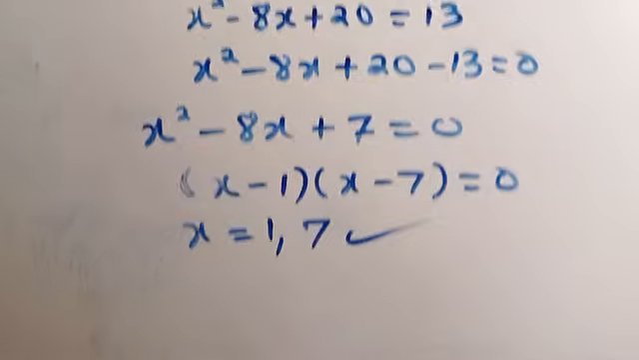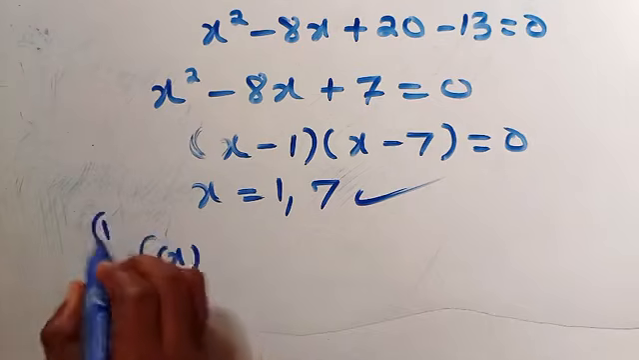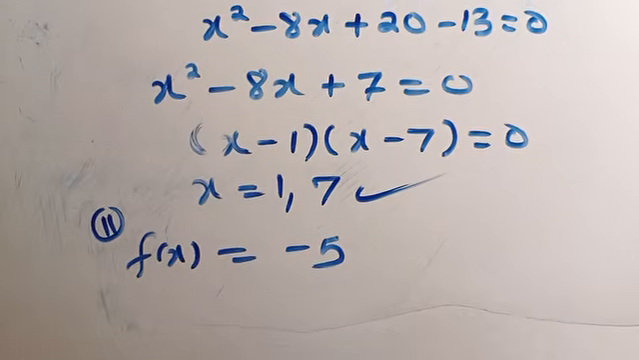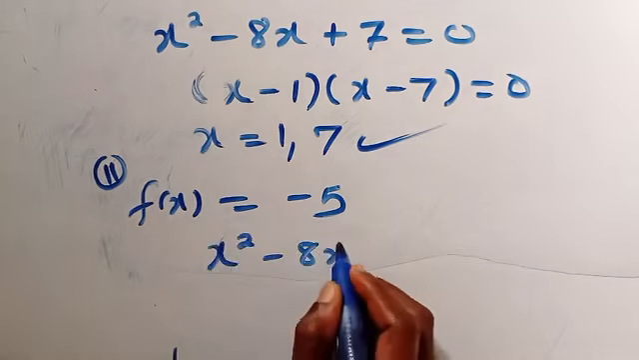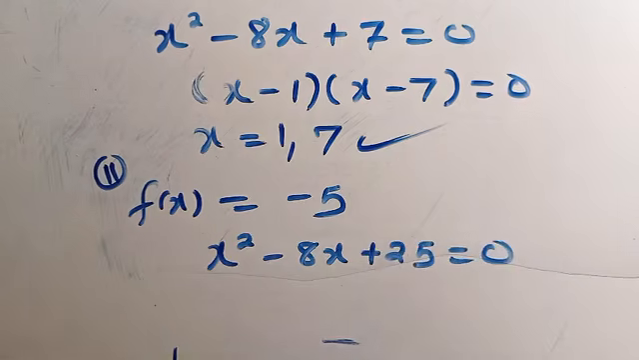But looking at the second case, if f of x equals minus 5, applying the same thing, we are going to have x squared minus 8x plus 25 equals 0. This leads to a complex root, and x is a member of real numbers. We don't need to solve this. So this is how to solve this problem step by step.